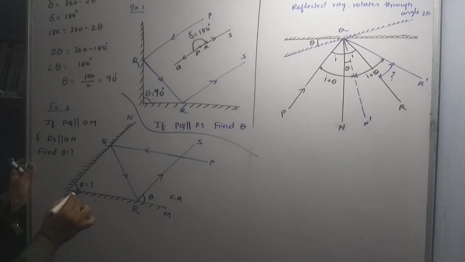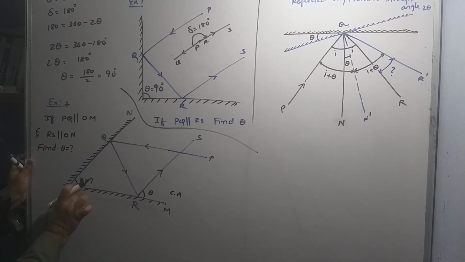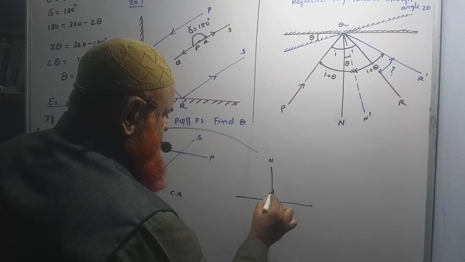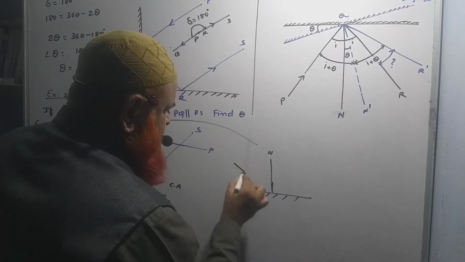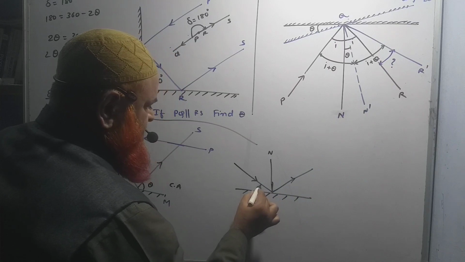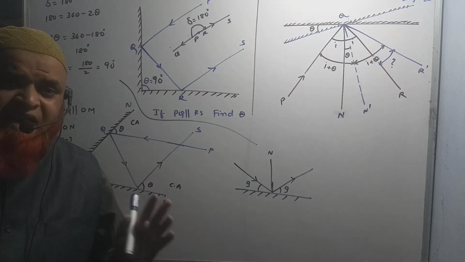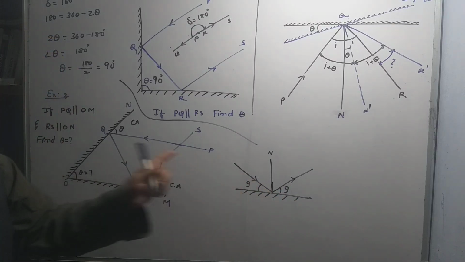Similarly, the same concept I am using here. If this is theta, this is also theta, because these two are corresponding angles. Why? Because according to the problem's condition, PQ is parallel to OM. According to the previous concept, when you draw a normal and this is a mirror, a light ray falls like this and reflects back this way. This is the glancing angle, and this is the glancing angle. I told you that these two glancing angles are the same. The same concept we are going to use here now.